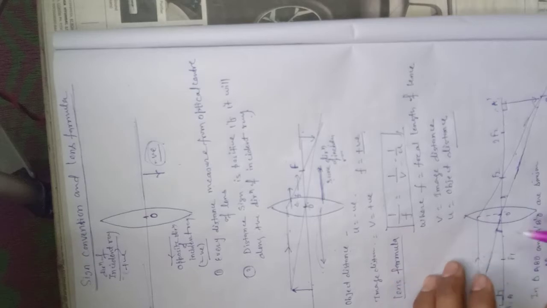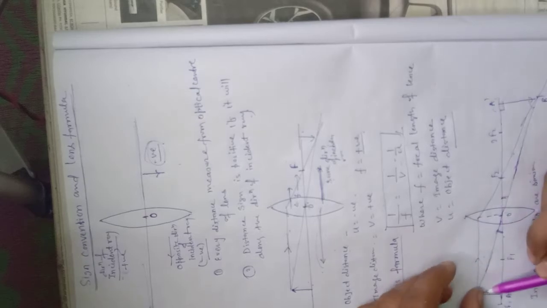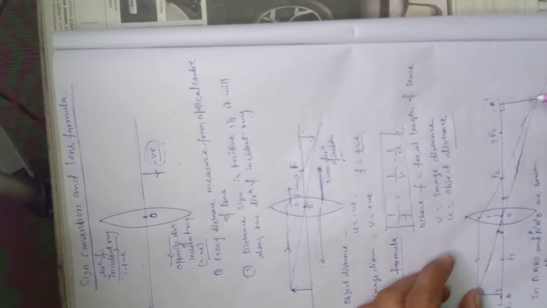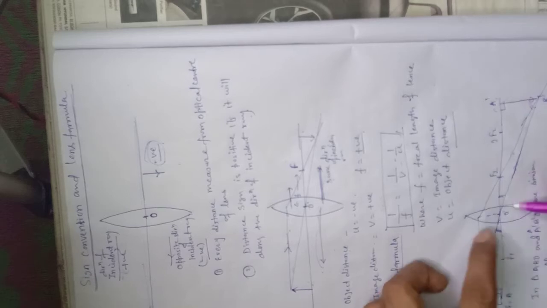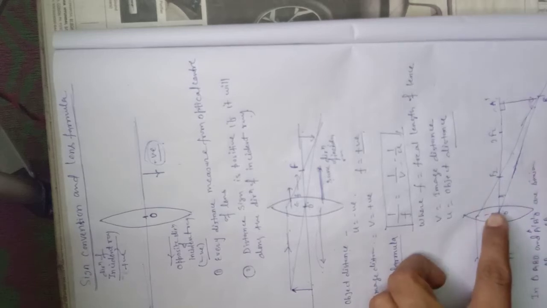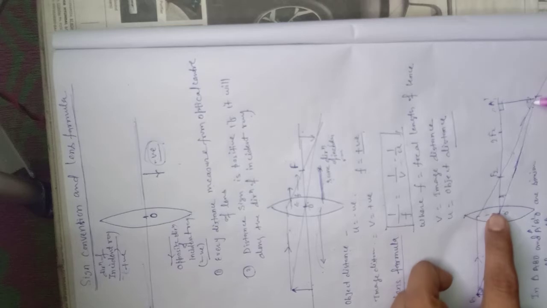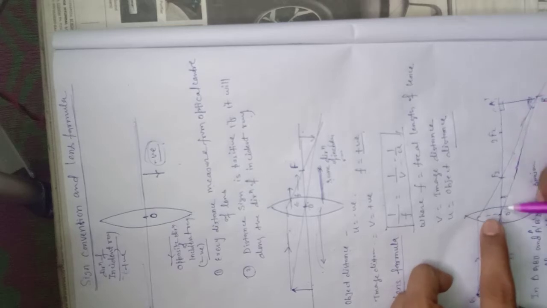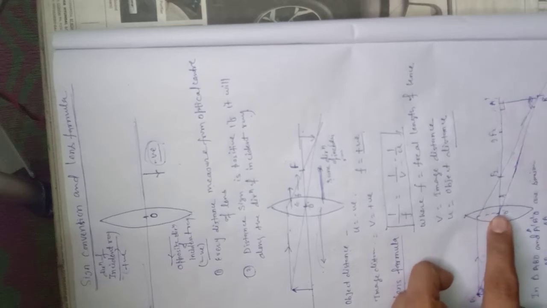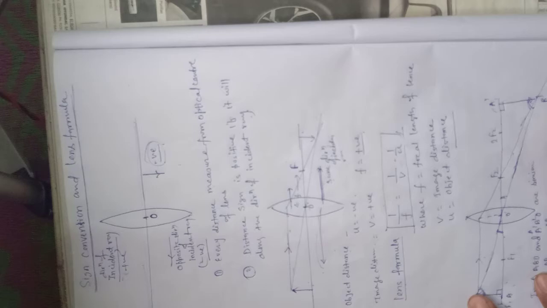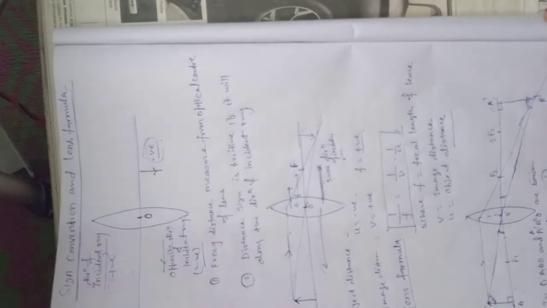Okay, similarly, this angle is equal to this angle. The opposite side of this angle is OA, and the opposite side of the corresponding angle is OA dash. So consider this equation 1.